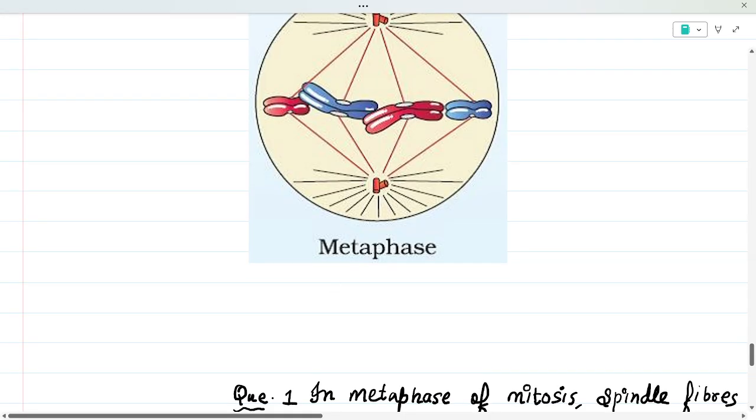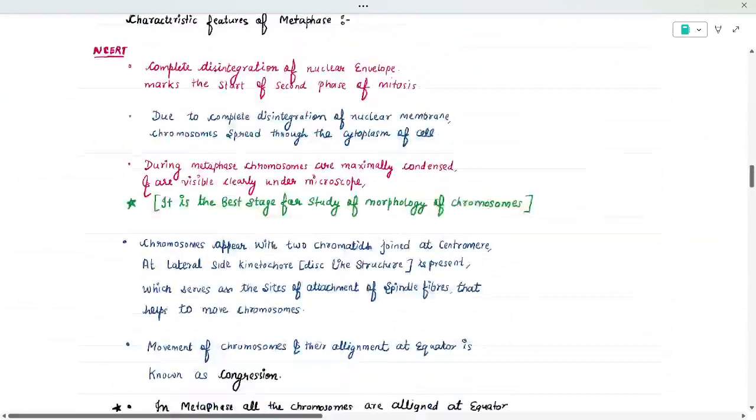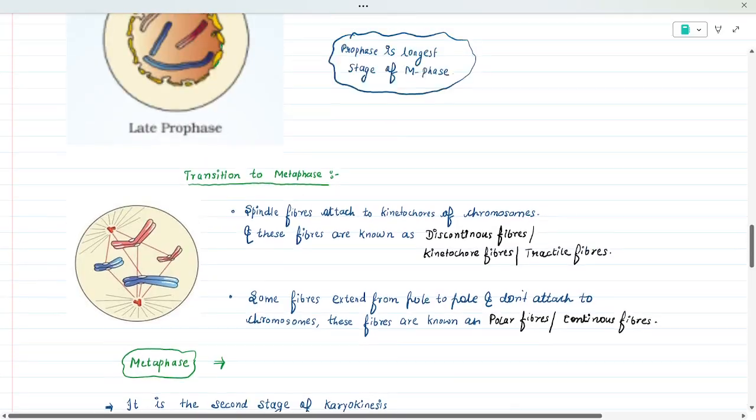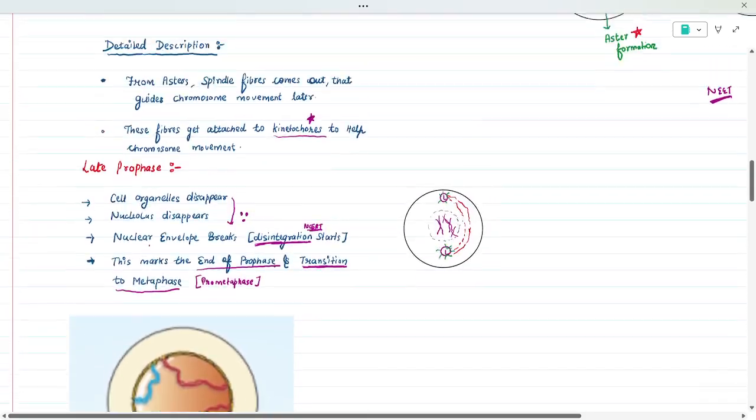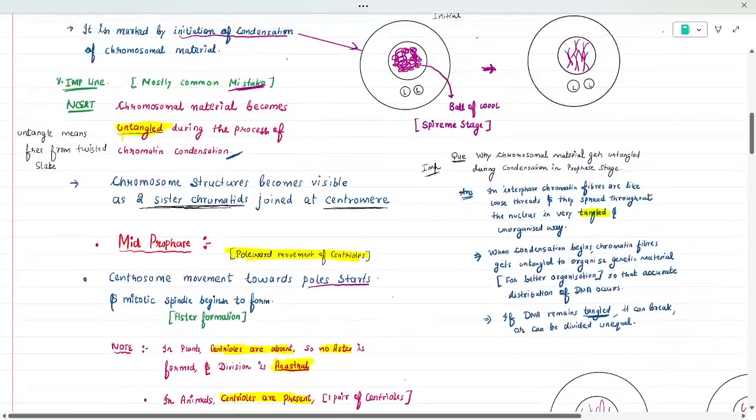Yes, currently we will study about metaphase and transition to metaphase. In our last lecture, we had covered the prophase. I'm just giving you a quick review.